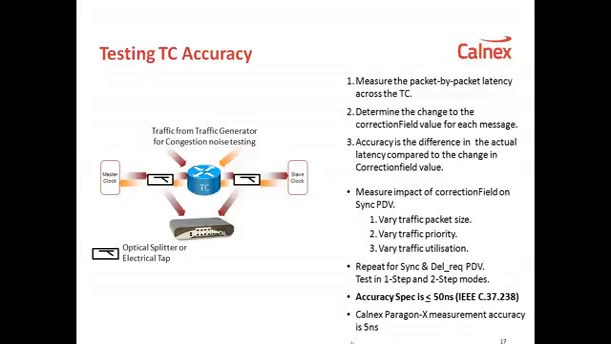One of the key requirements here is the accuracy specifications for transparent clocks in some standards, for example the IEEE standard, which is actually less than 50 nanoseconds. In order to measure less than 50 nanoseconds, you need a test product that is accurate to nanoseconds, which is what the Calnex Paragon X does. Once again, we measure the actual latency of the packet through the transparent clock, and we compare it to the latency reported by the TC.